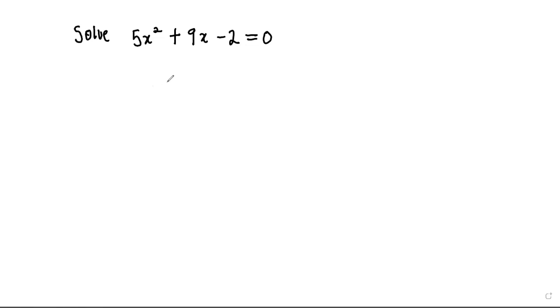Today's question is going to be on quadratics. In this question, we are going to learn how to solve quadratic equations by factorization. So, quadratics by factorization.